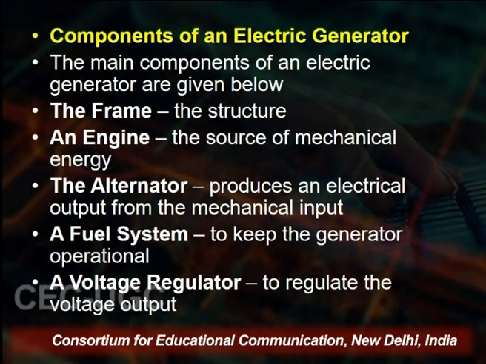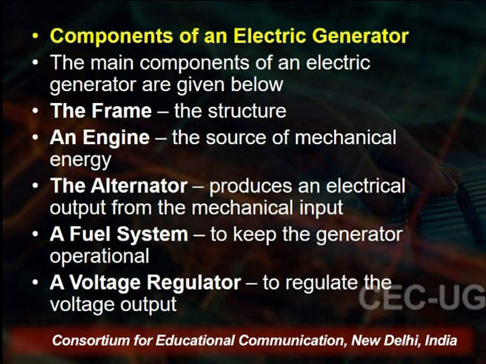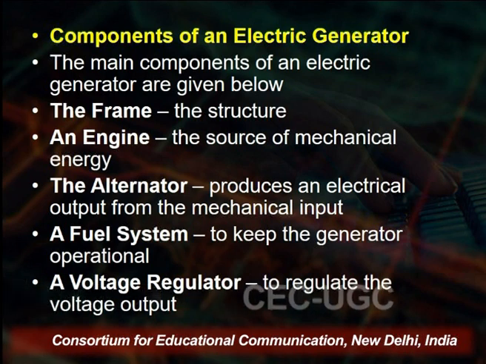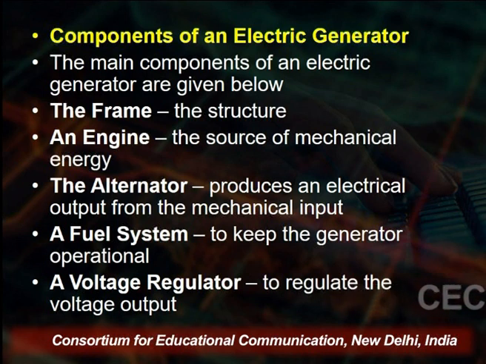What are the components we use in the electric generator? The main components of an electric generator: first is a frame, the structure in which we keep the generator. Second, an engine, the source of mechanical energy, which is converted into electrical form. Third is the alternator, that produces the electrical output from the mechanical input.